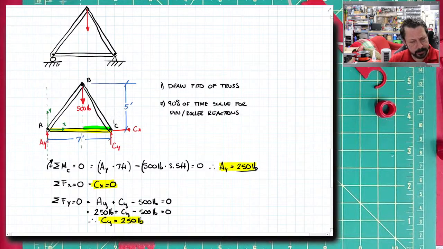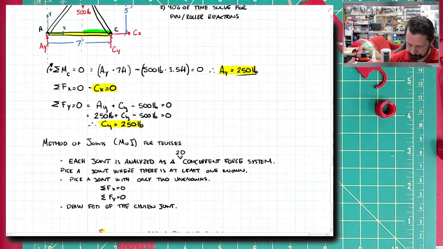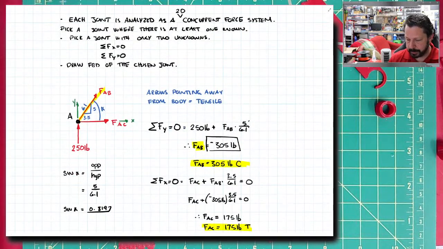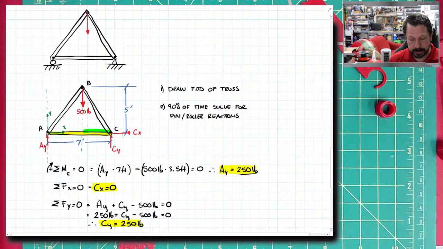If you don't know that or you're not sure, then either go to joint B or joint C and set up method of joints at that one and solve for that. In this case, you would get AB is 305 pounds of compression. You would get that BC is also 305 pounds of compression.